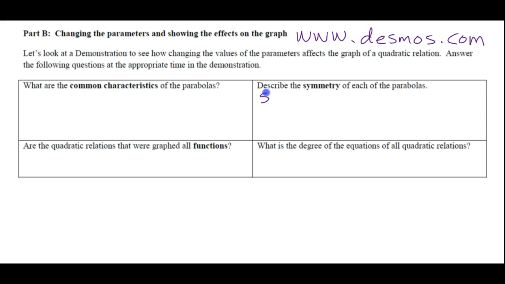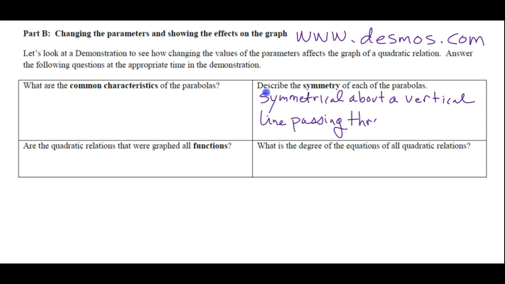So symmetrical about a line, it's an up-down, it's a vertical line, right? So symmetrical about a vertical line passing through the vertex.